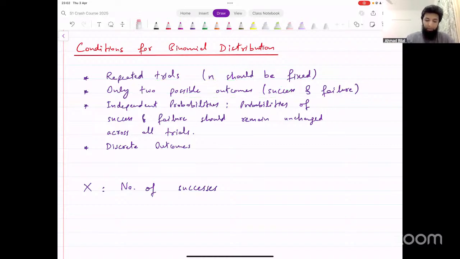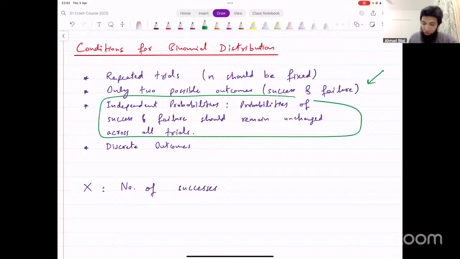But then once you have converted them to two possible outcomes, their probabilities should remain unchanged. They should remain constant across trials. That means the first time you're doing the experiment, whatever the probability of success is, it should be the same the second time, the third time, the fourth time.